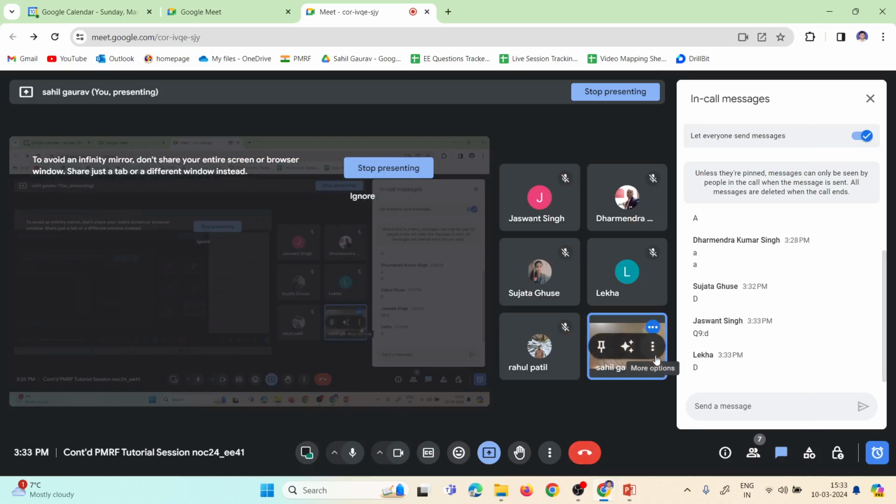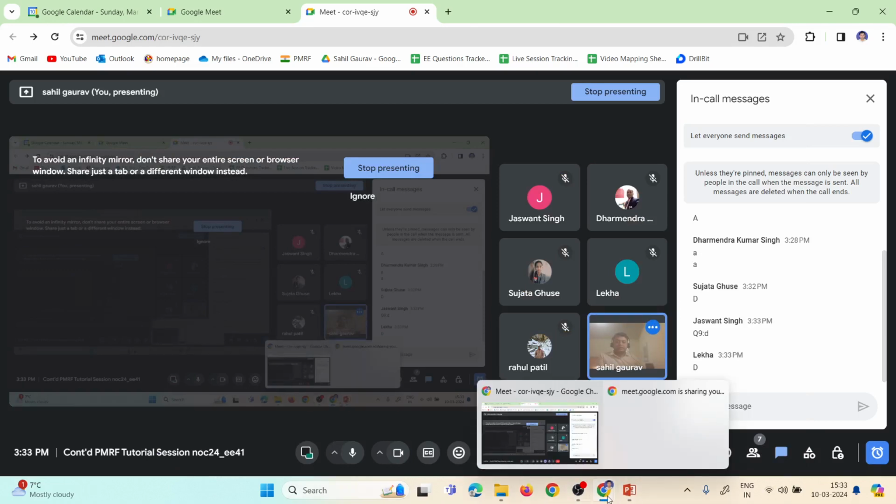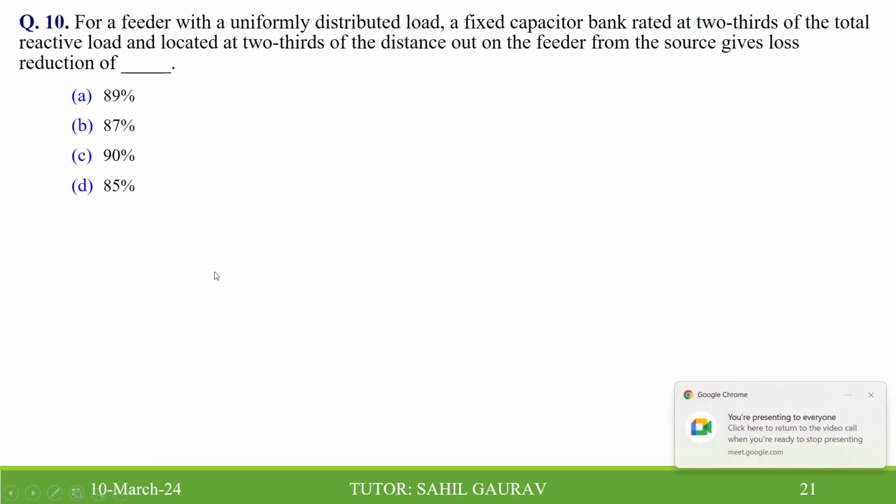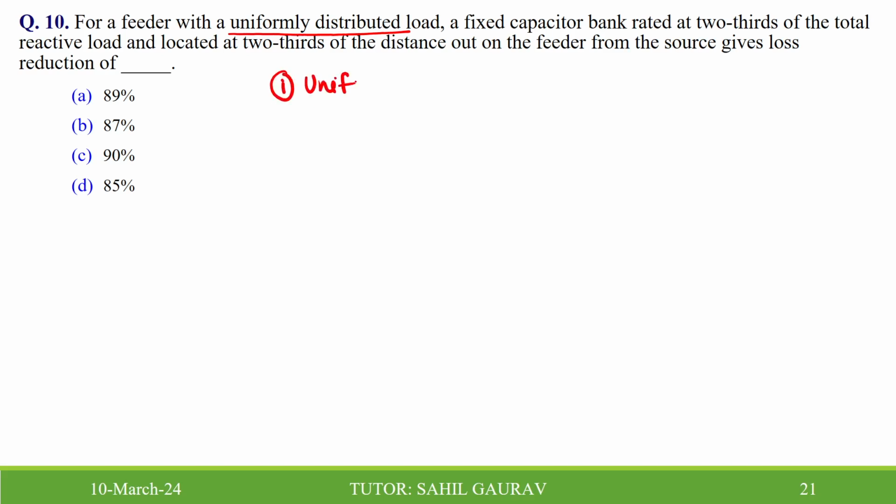Yes, Jaswant, Sujata, Lekha, all of you are correct. Now moving to the next problem. Question number 10. For a feeder with uniformly distributed load, a fixed capacitor bank rated at two-thirds of the total reactive load and located at two-thirds of the distance out on the feeder from the source gives loss reduction. So it is a uniformly distributed load. So first data they have provided you is that uniformly distributed load.